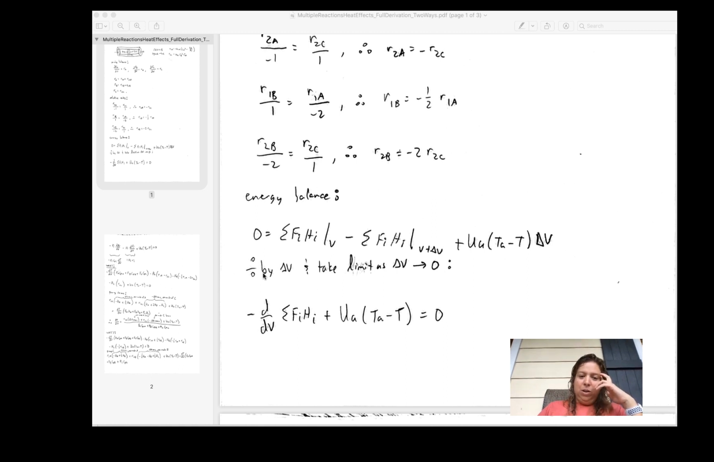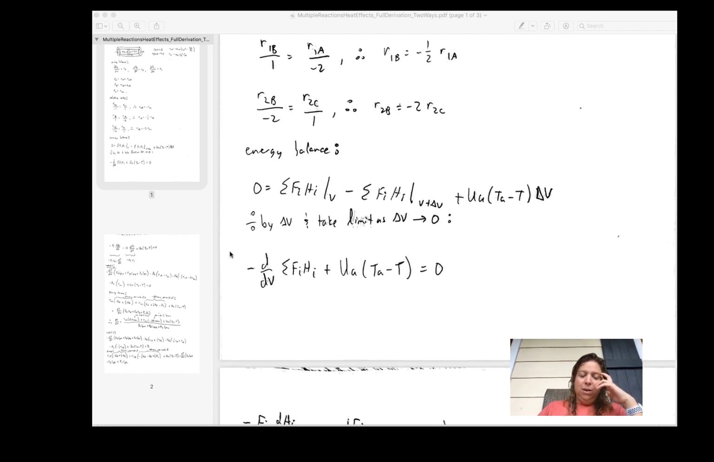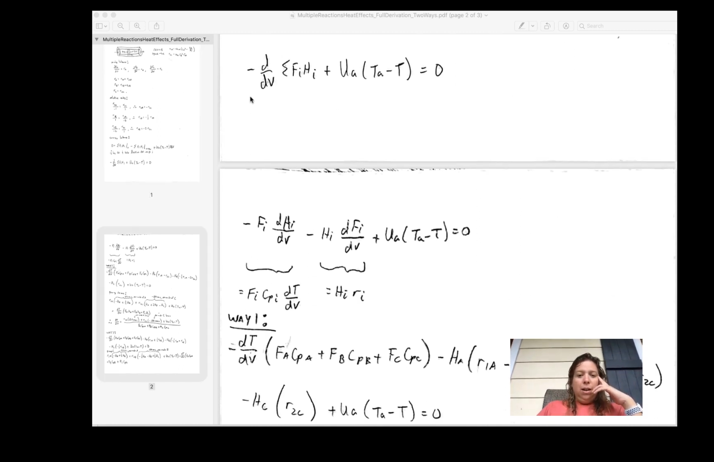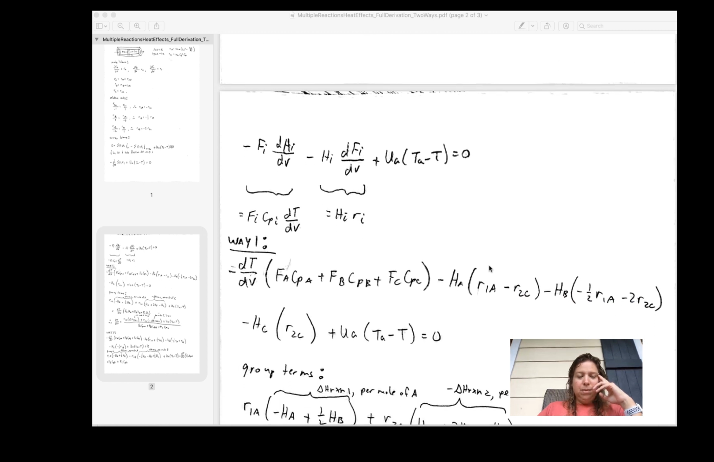Next, I'm going to take this expression, divide by delta V, and take the limit as delta V goes to 0, and that is the definition of the derivative. So I get a d/dV term, and since I have in minus out instead of out minus in, it's a negative d/dV. So minus d/dV of the sum of Fi times Hi, plus this heat exchanger term. Recalling I need to use the product rule on this term, I take the first times the derivative of the second plus the second times the derivative of the first. So that's what I've got right here: Fi times dHi/dV plus Hi times dFi/dV, plus the heat exchanger term.